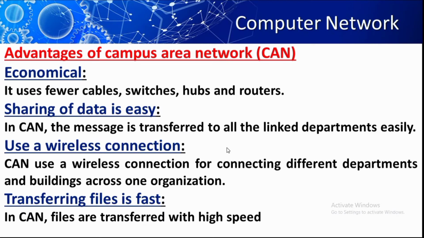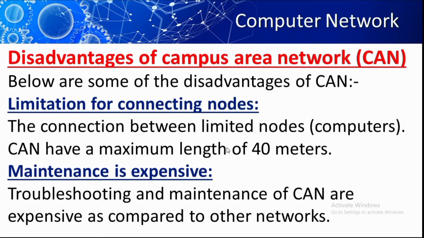Now we'll discuss some disadvantages of campus area network. CAN has a maximum length of 40 meters. CAN does not support maximum number of nodes. It can connect up to 64 nodes due to electrical loading. In CAN, maintenance cost is expensive as compared to other networks.